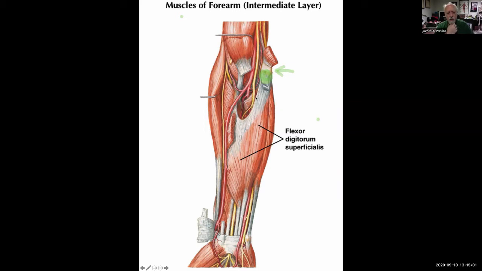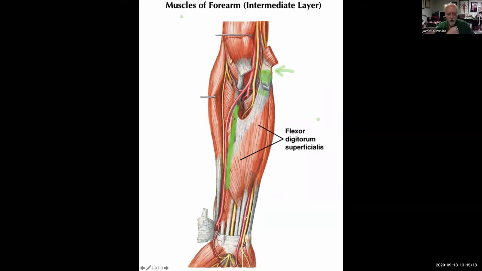It also has a deeper origin coming from the proximal end of the ulna as well, but we probably won't see that. And then finally, it has this really long origin over here. There's this long, broad tendon of the muscle, which is originating from the shaft of the radius over on the lateral side of the bone. And then all of that comes together to form this big, broad, flat muscle belly.